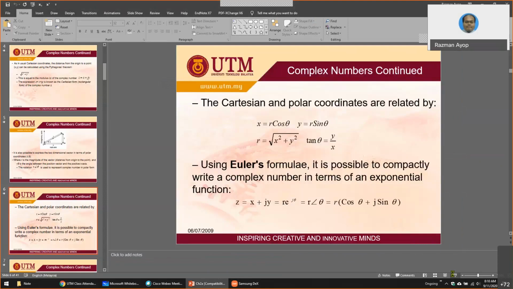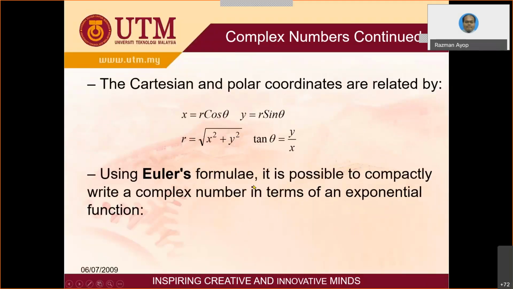Another form you can use is the Euler formula. But in this class, we don't use the Euler formula. It's just for your knowledge. It's basically almost the same. It's only that you have to write it like this: R cos theta plus j sin theta.